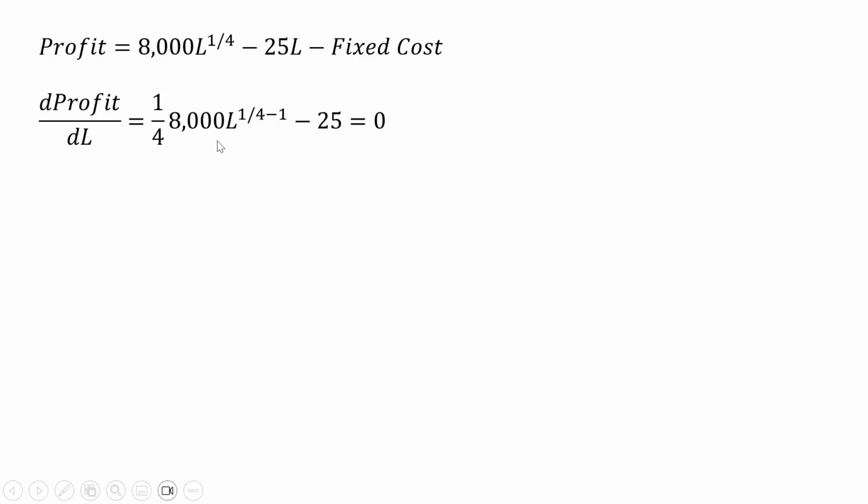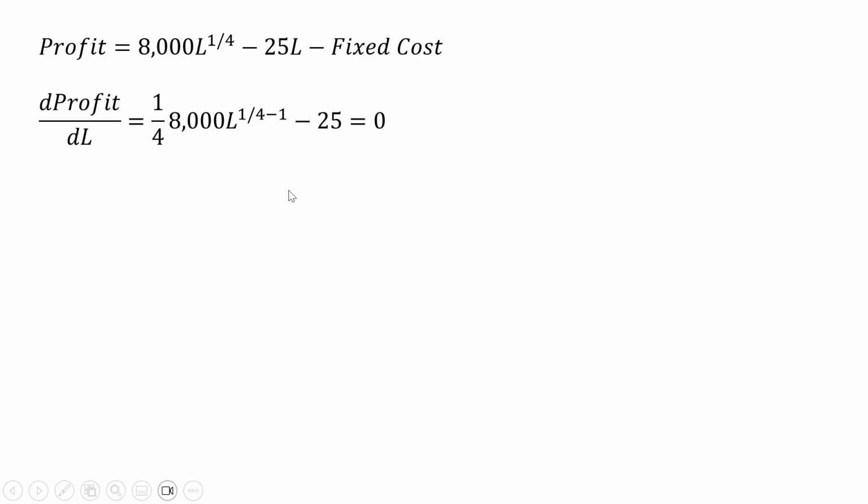So we take the derivative of the profit function with respect to L. This 1/4 on the exponent comes down in front. We're going to subtract 1 from that exponent on the L term. The derivative of minus 25L is just minus 25. And the derivative of fixed costs, which is just a constant, is 0, so it drops out of the analysis here. We're maximizing, so we set this derivative equal to 0.